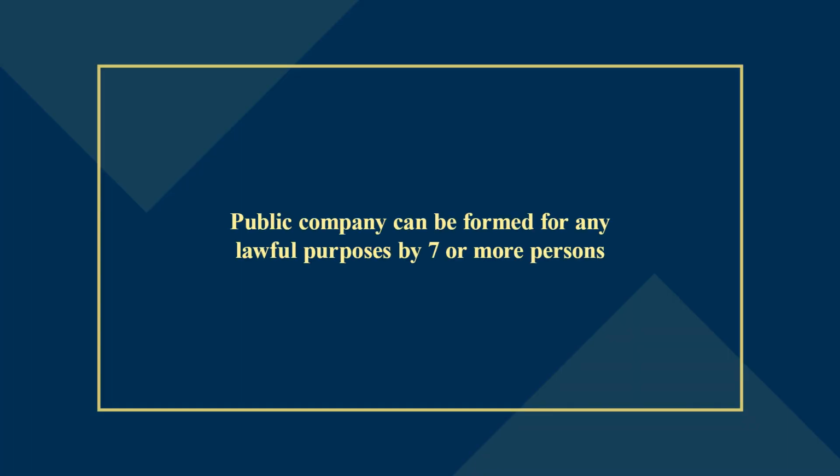Section 3, subsection 1 of the Companies Act 2013 says a public company can be formed for any lawful purposes by 7 or more persons. There is no limitation on the maximum number of members. However, the minimum should be 7. Further, the Companies Act says under Section 149 subsection 1 that public companies should have a minimum of 3 directors on its board. Also, the name of the company should be accompanied by the word limited at its end, as is mentioned by Section 4 subsection 1 of the Companies Act 2013.